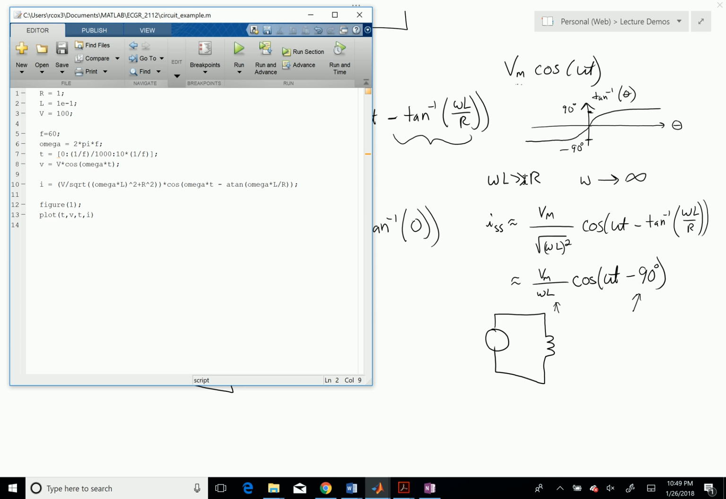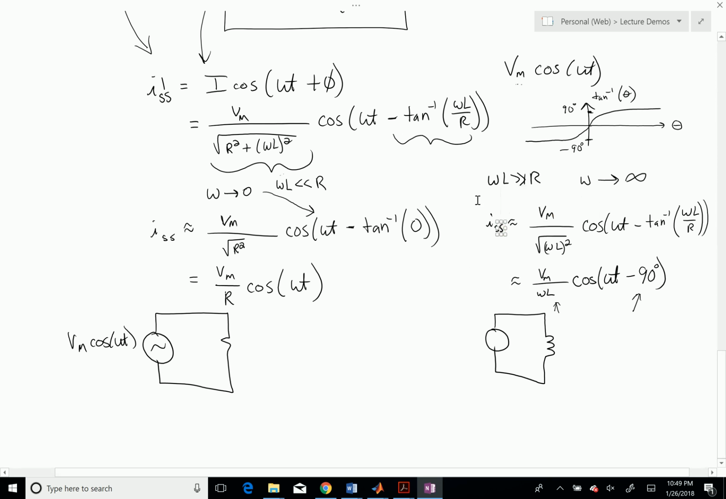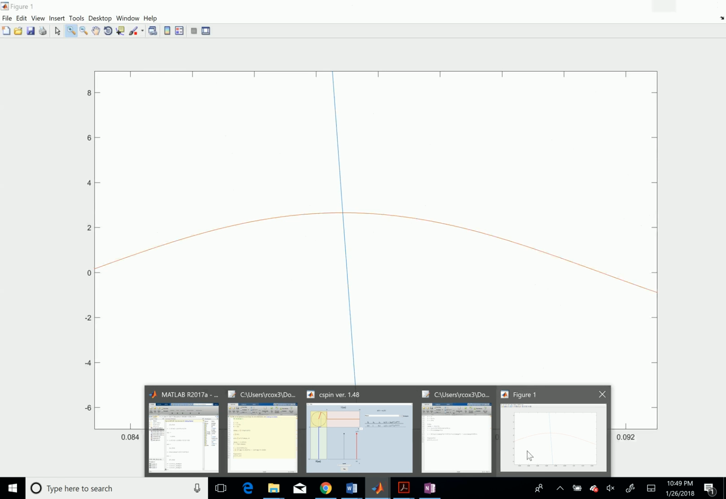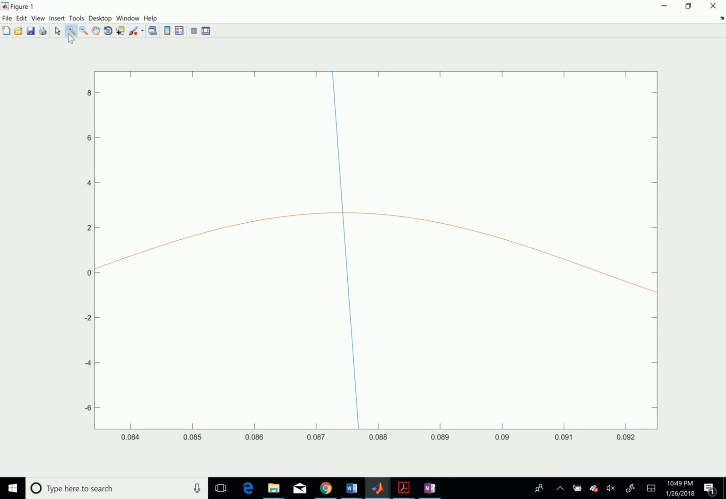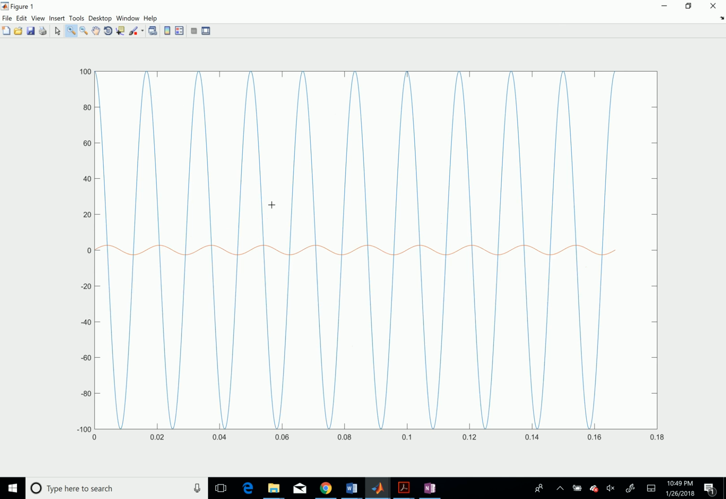We said that when omega L gets to be much, much bigger than R, the phase shift is going to approach negative 90 degrees. But if omega L is very big on the bottom, then I'm dividing by a big number, and so I would expect the amplitude of the current to get smaller. So the important takeaway, if I zoom this back out, is that for a big omega L, it looks like I've got about a 90-degree phase shift and a very small current.